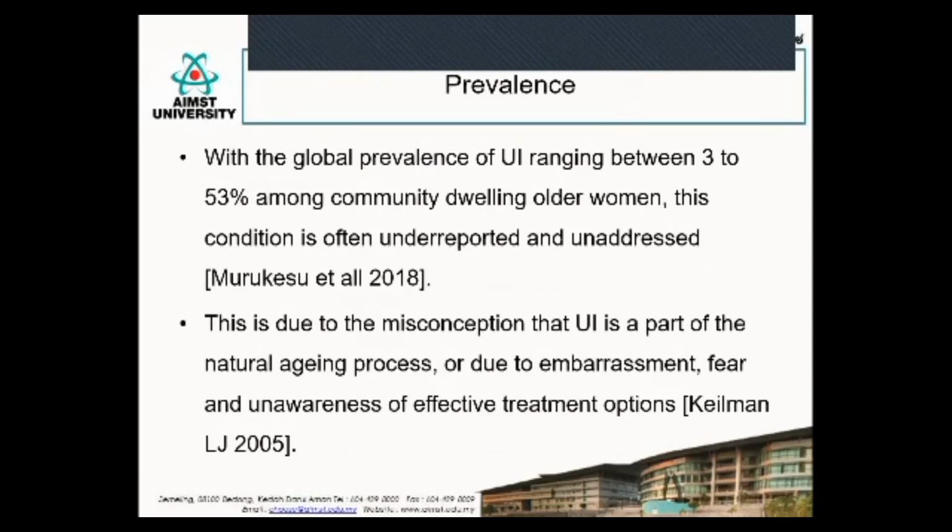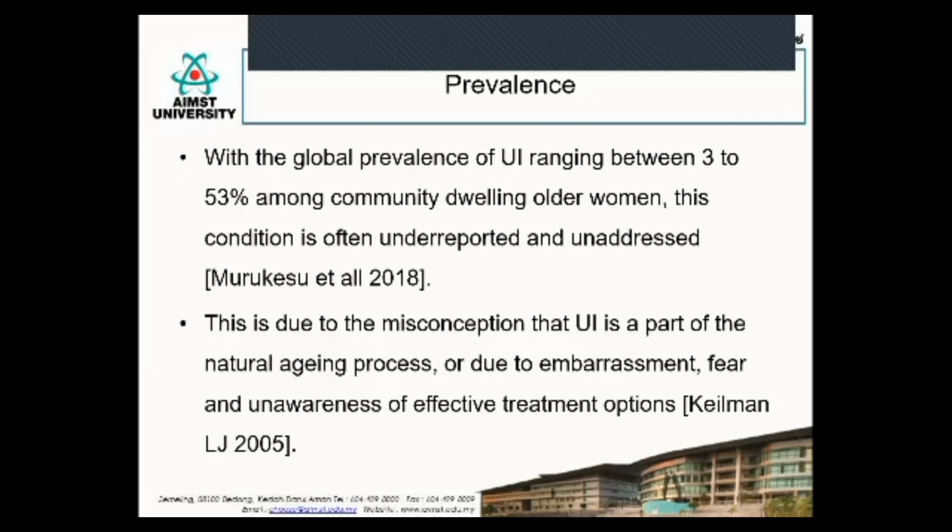But globally, the prevalence of urinary incontinence ranges from 3 to 53%. The 3%, the lesser percentage, is in the Asian countries, because it is mostly underreported. Why is it underreported? They think it is a normal aging process. So it is normal to have incontinence in older age. That is the concept of most of the Asian population.